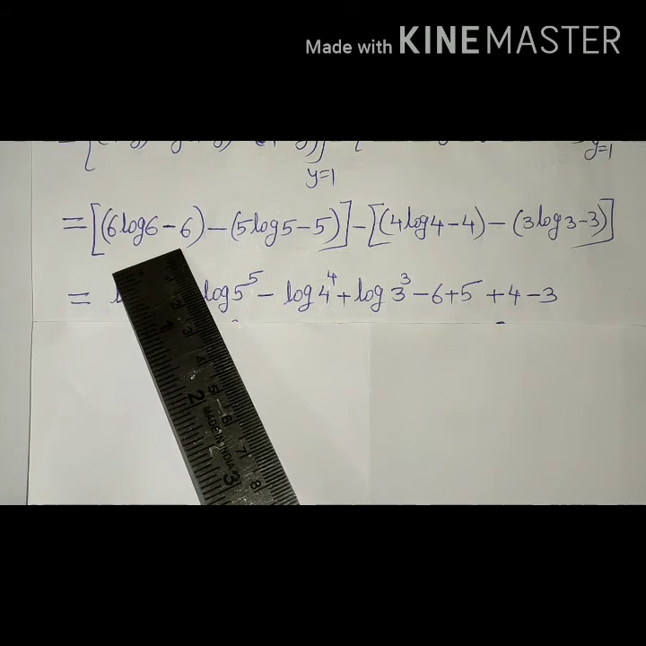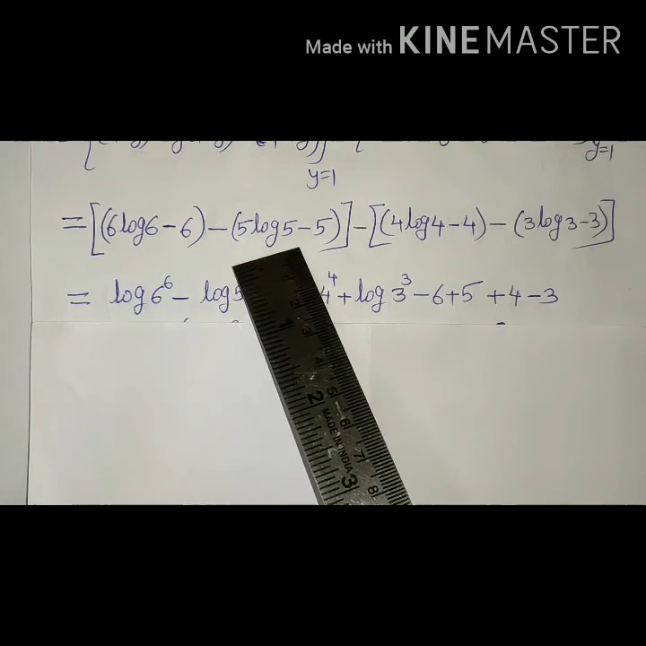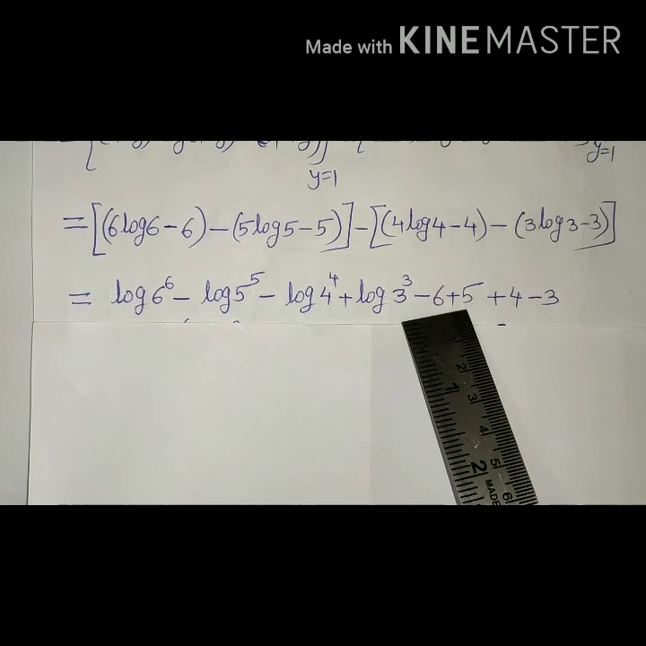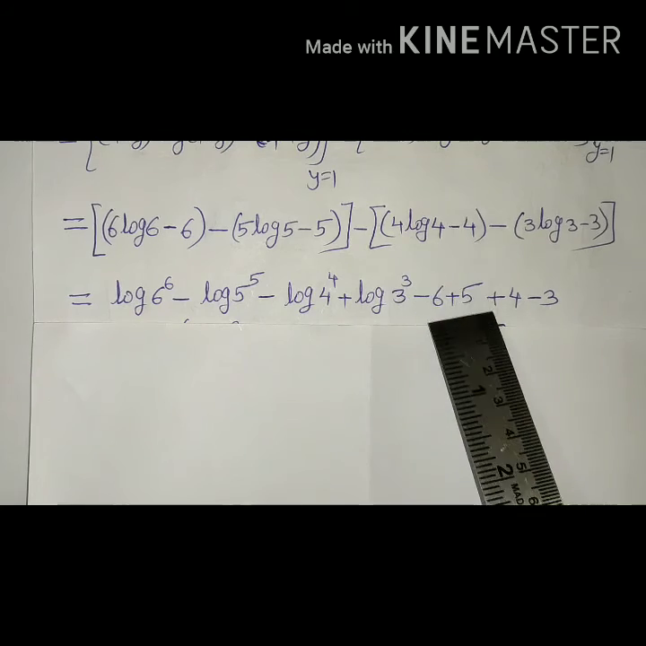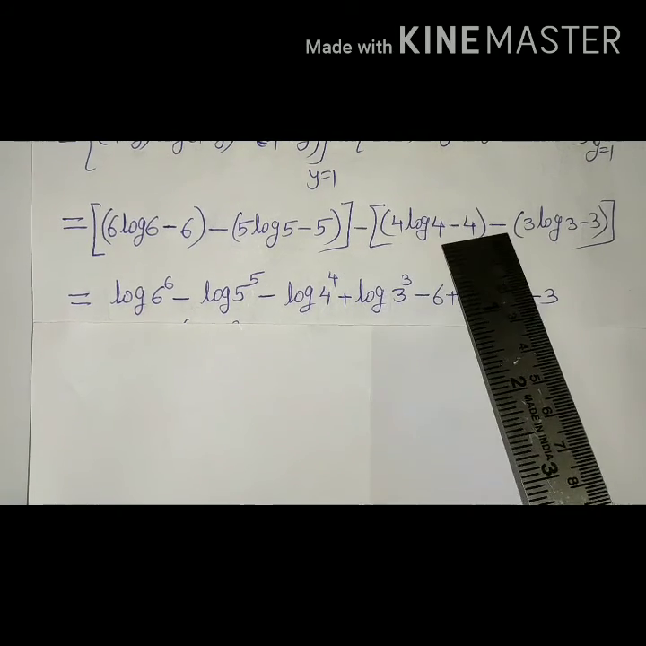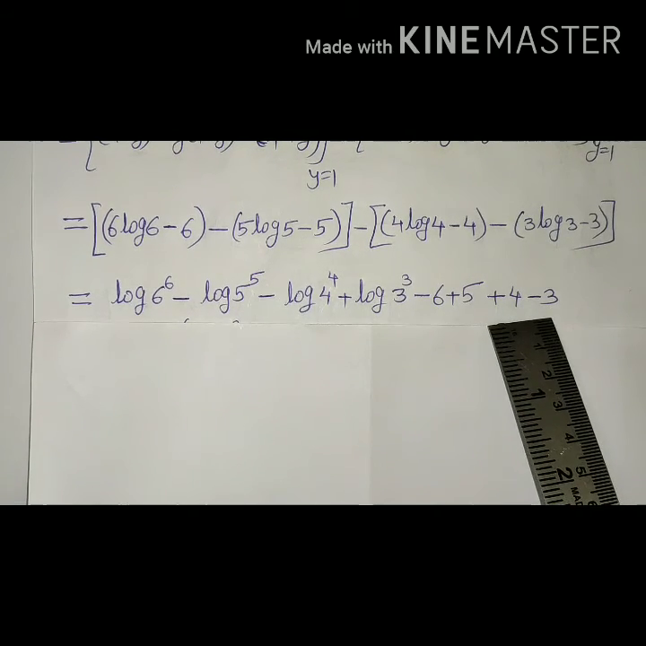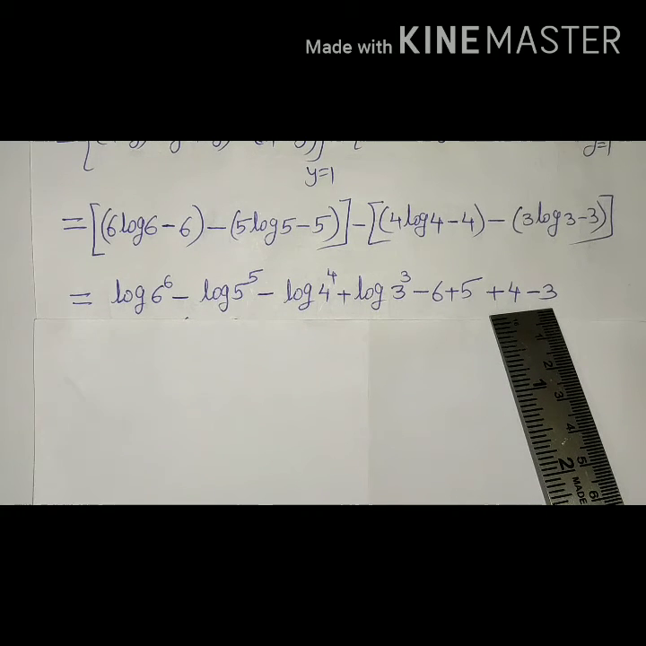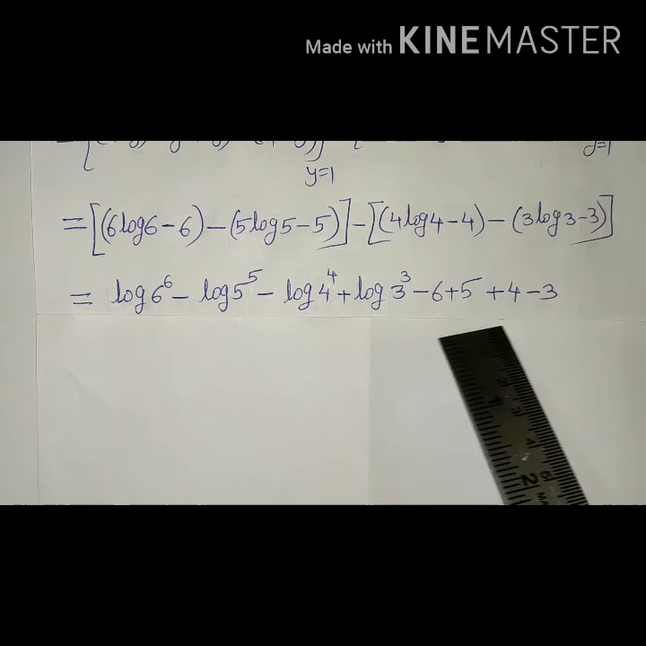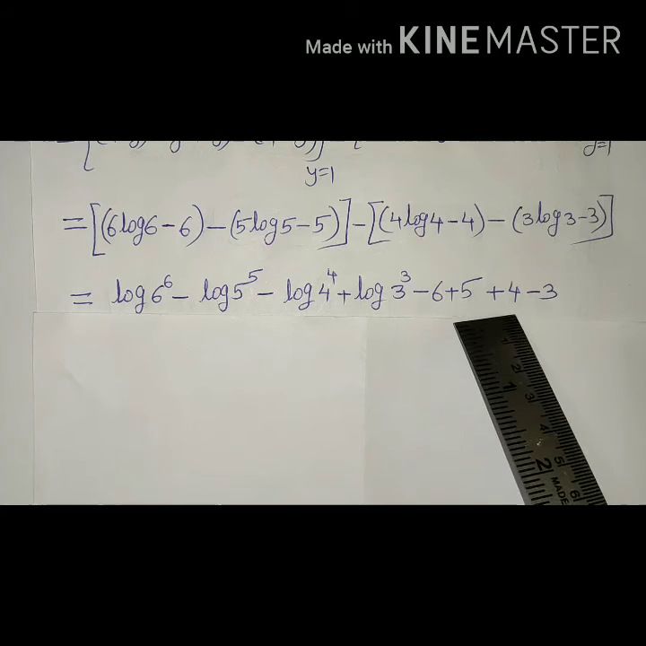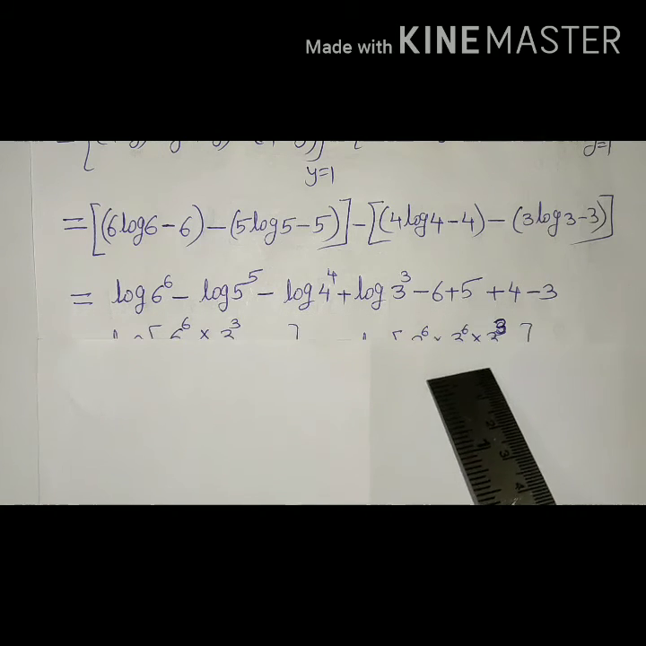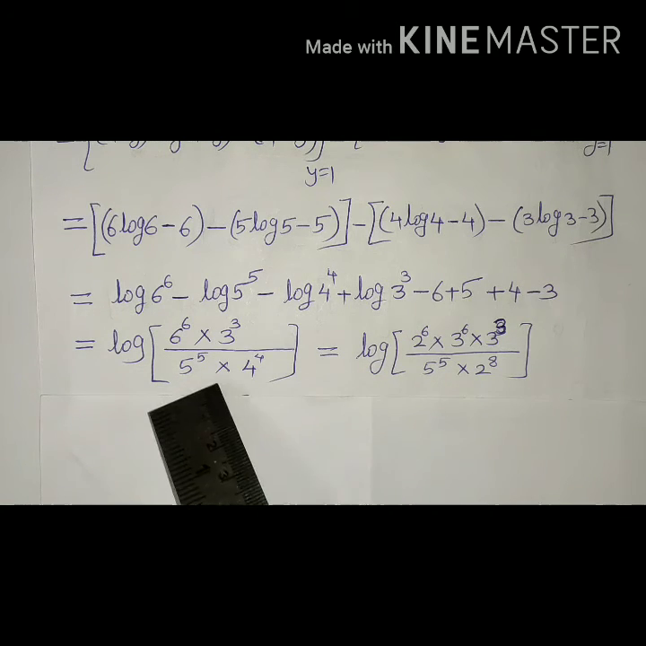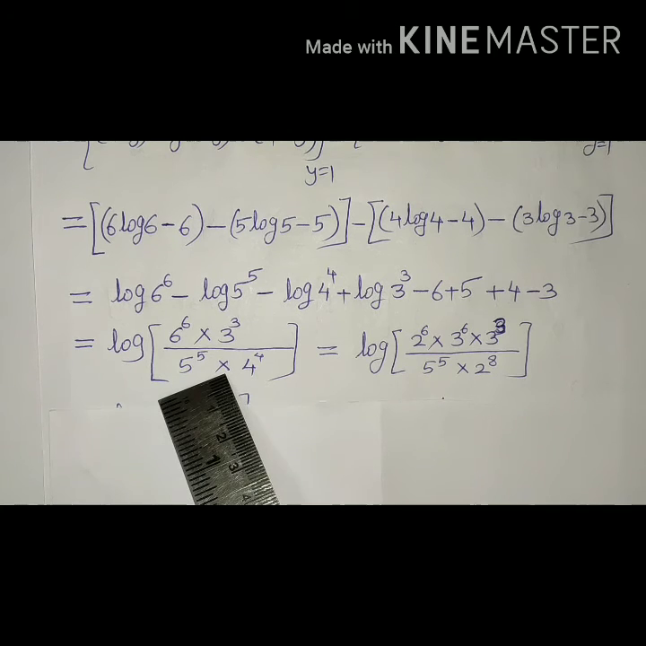Now the constants, there is minus 6, minus minus plus 5, then you have minus minus plus 4, and minus minus and minus, it becomes minus 3. So minus 6 minus 3 is minus 9, 5 plus 4 is 9, 9 minus 9 goes off. You are simply left with log terms. We use laws of logarithm.